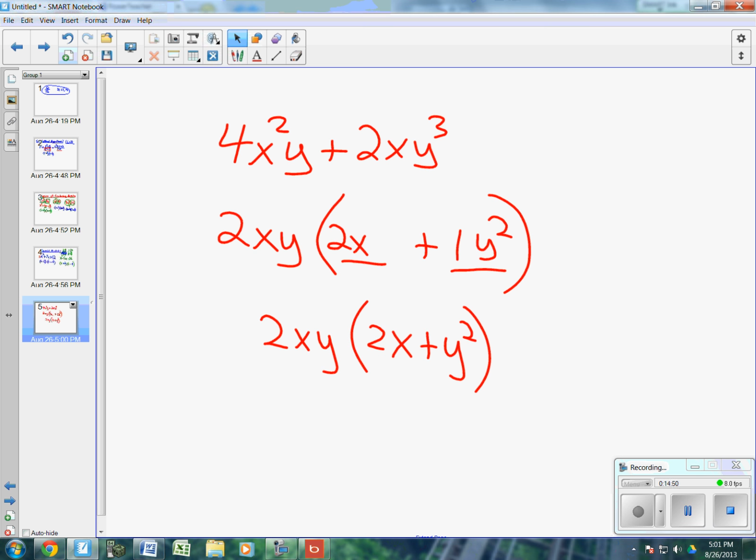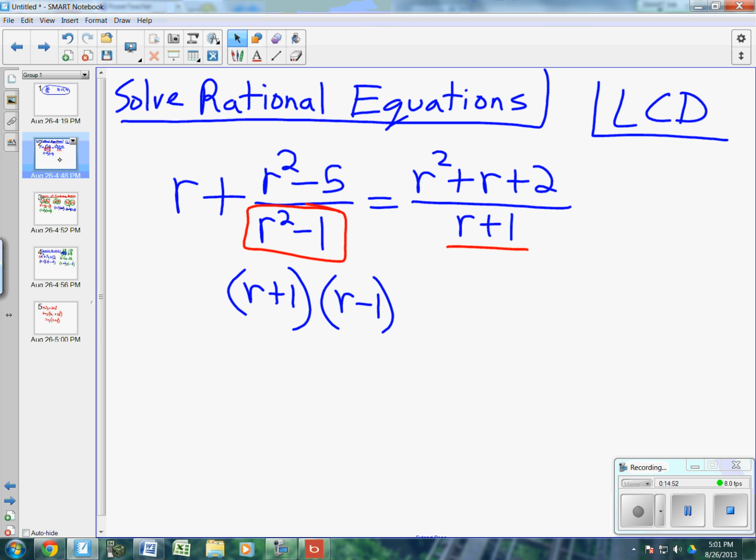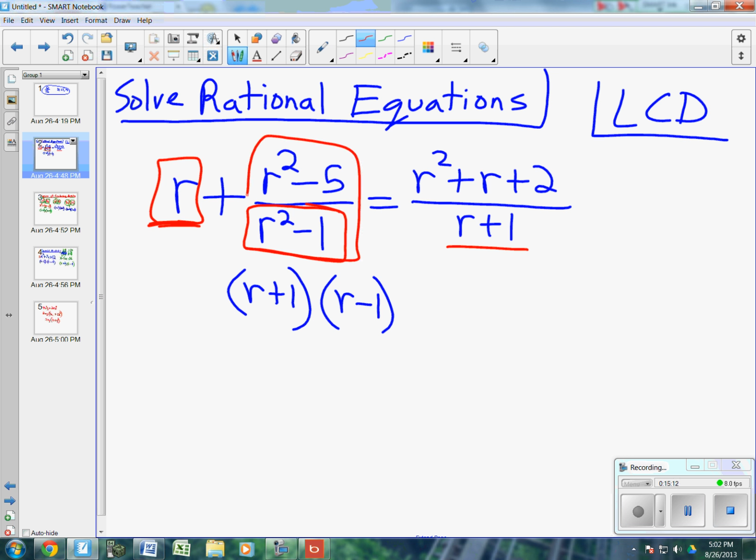Now, back to this problem right here. We have to find the least common denominator of all the terms of this equation. Well, I have three terms. I have this one here, so I'm going to box them in. I have that term there, I have that term there. They're separated by plus and minus signs and equal signs. And I have this term right here.